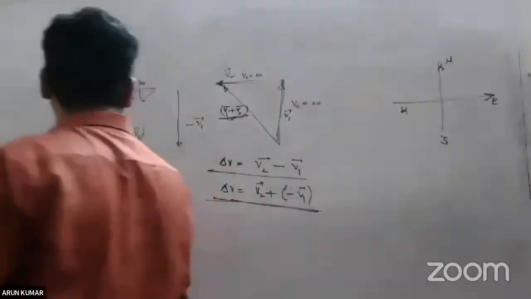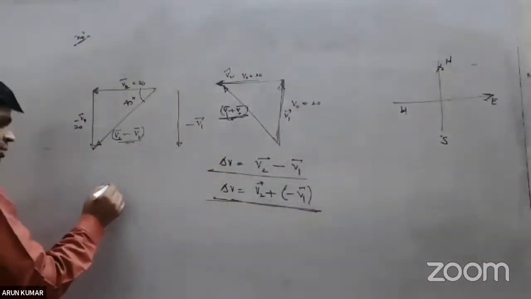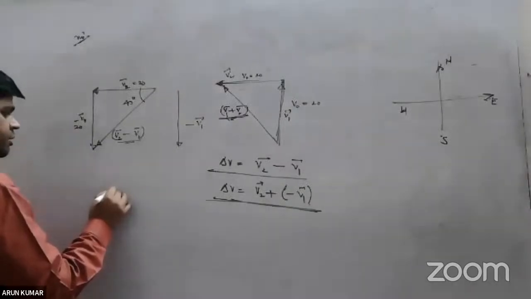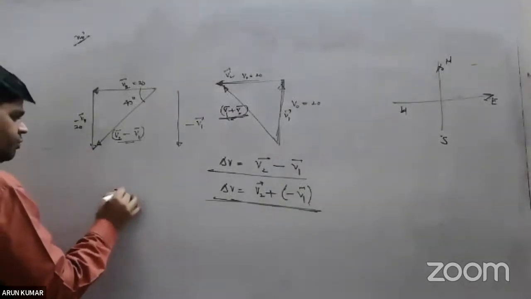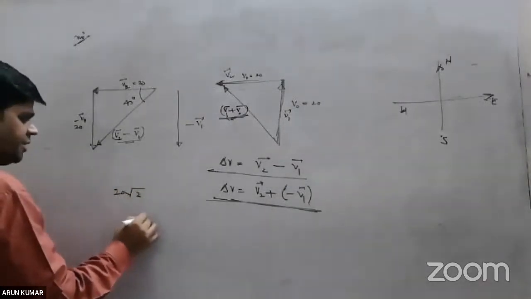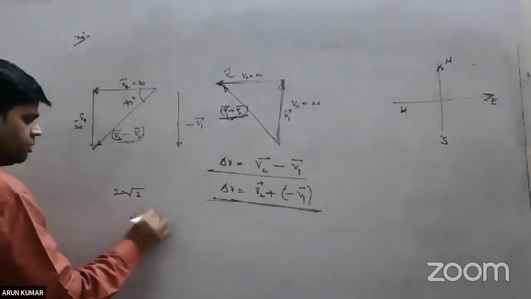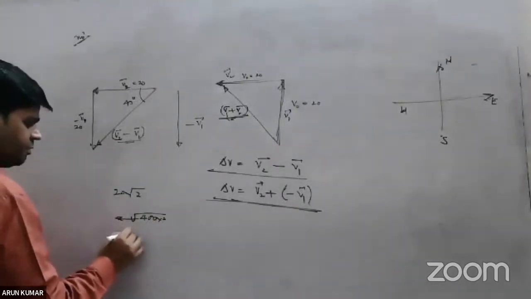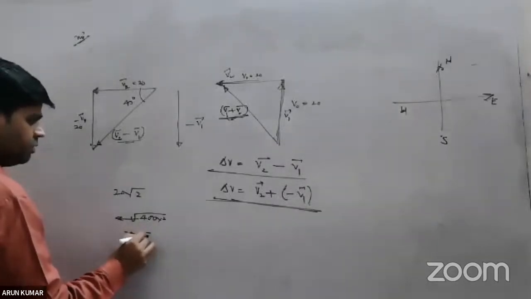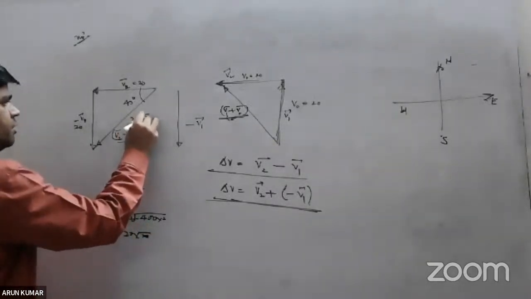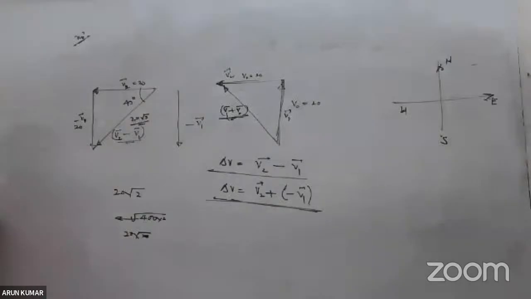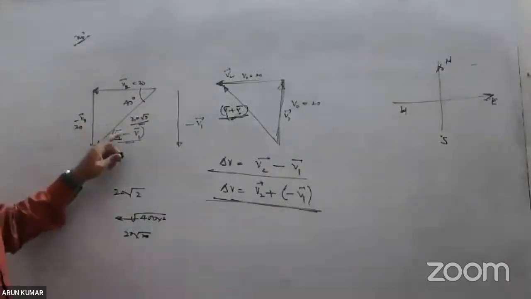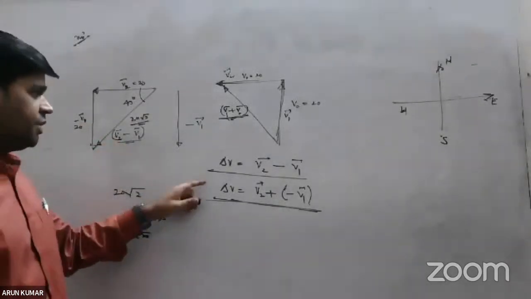Root 800, sir. So how much is that? Root 800 is 20 root 2, because I can write 800 as 400 into 2. 400 comes out of the root, so it becomes 20 root 2. So the answer is 20 root 2. That is the change.